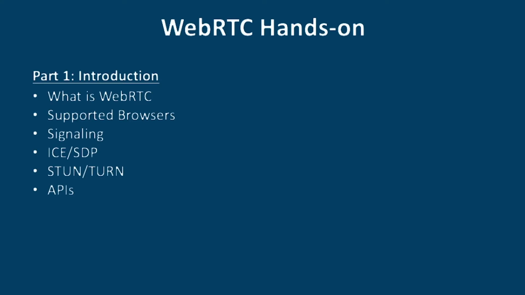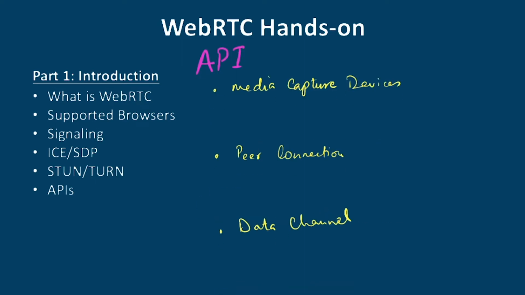WebRTC defines 3 main APIs, one for media capture, camera and/or microphone, the other for establishing a connection for the exchange of video and audio, and the last one for data channel. To start, we need to gain access to either camera or microphone or both. And to do that, we use the media stream API, specifically getUserMedia.